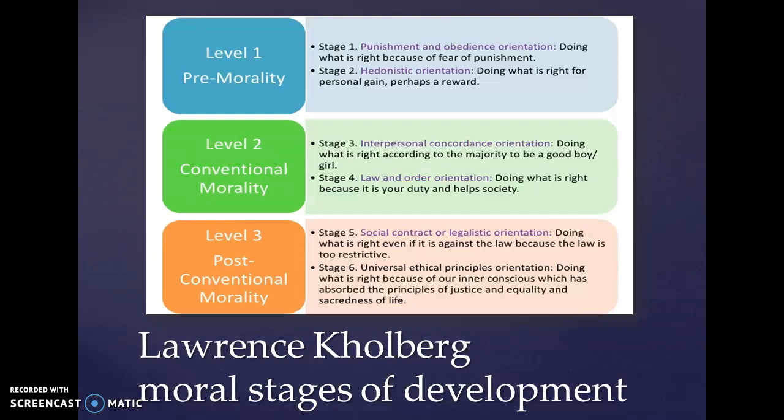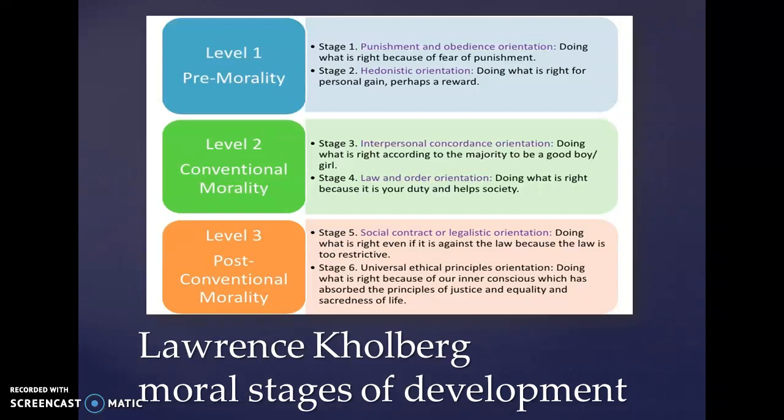Stage 2 is hedonistic orientation, which is doing what is right for personal gain, perhaps a reward. So you join the Kiwanis Club not because it will be helping persons, but because you will get rewarded for helping persons. You get the recognition, you get to be on the front of the paper, and so on.